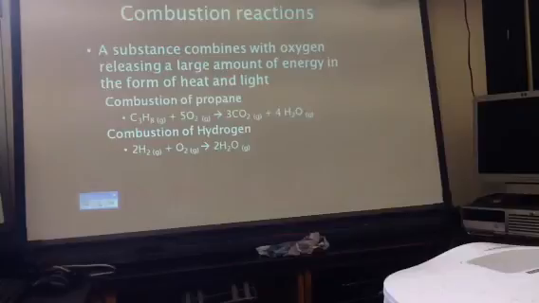It's something that often gets lost in the whole dance party metaphor thing. So I want you to be aware that you can have a reaction that is both a synthesis and a combustion reaction, and that's pretty common. Okay, let's do some examples.